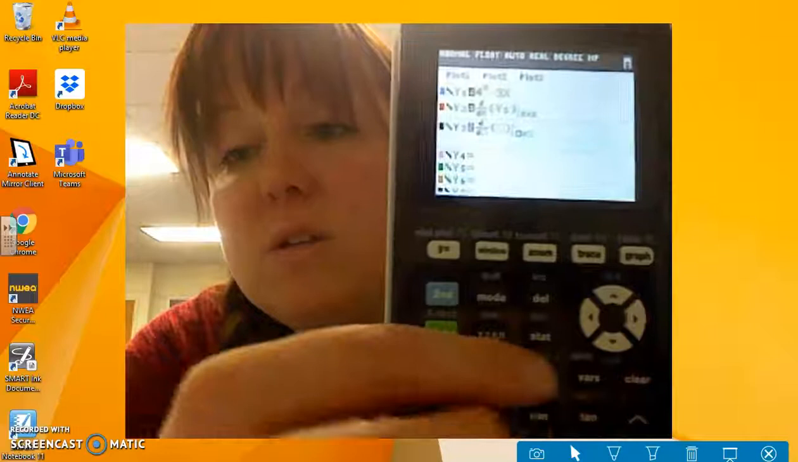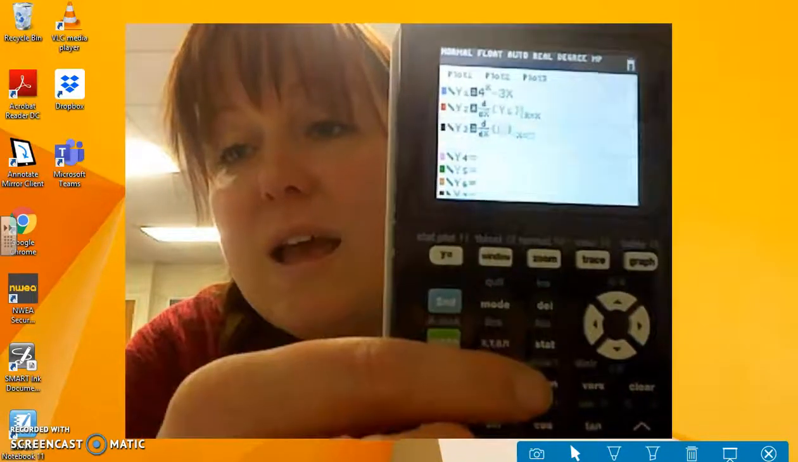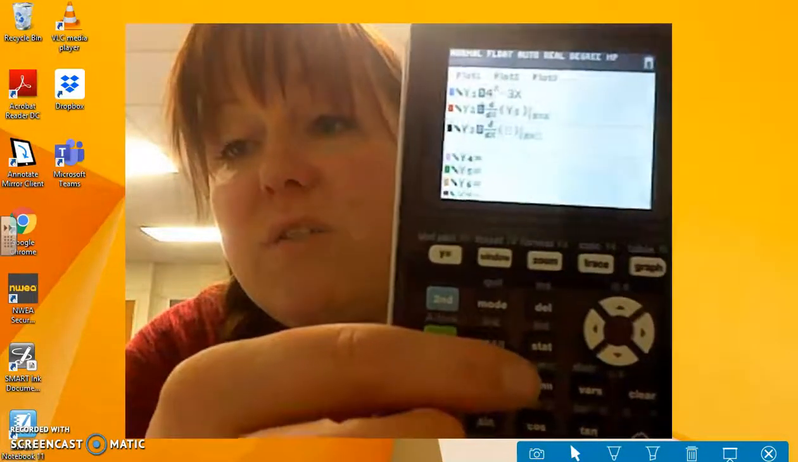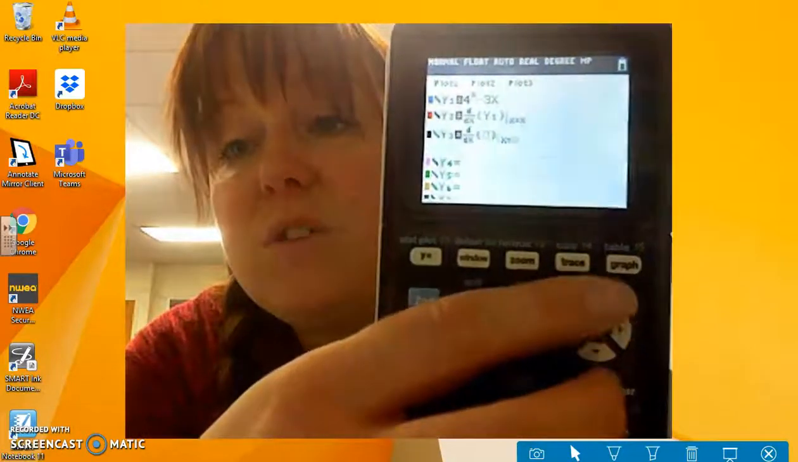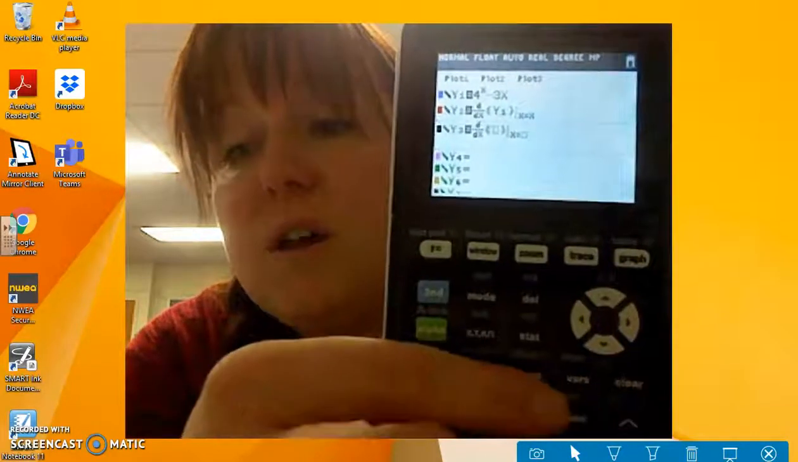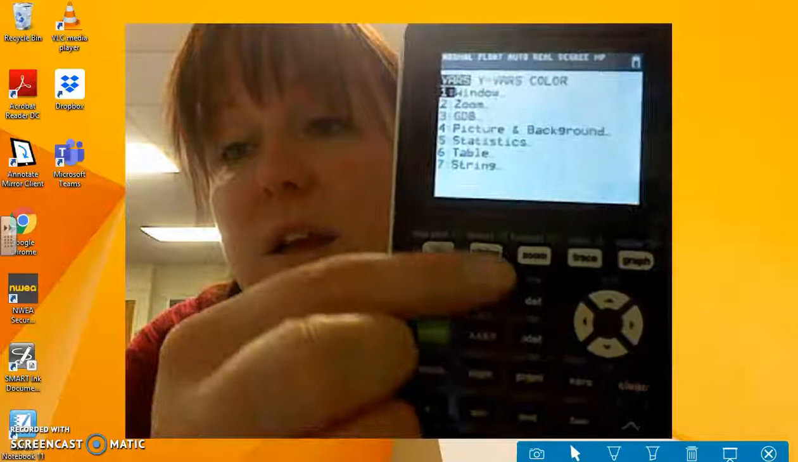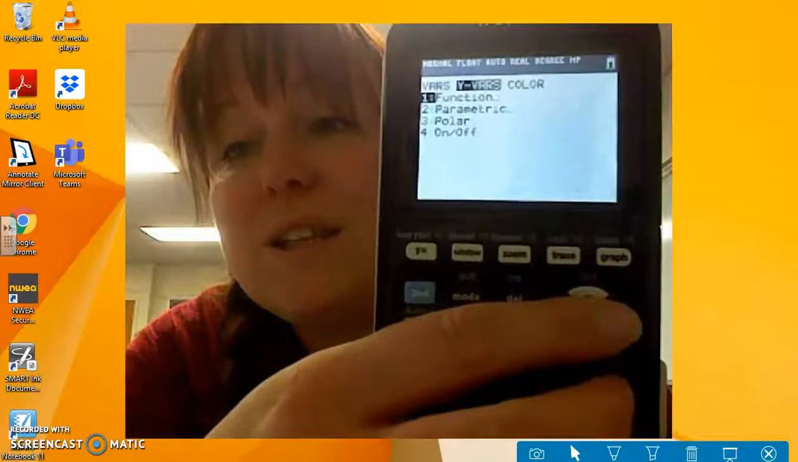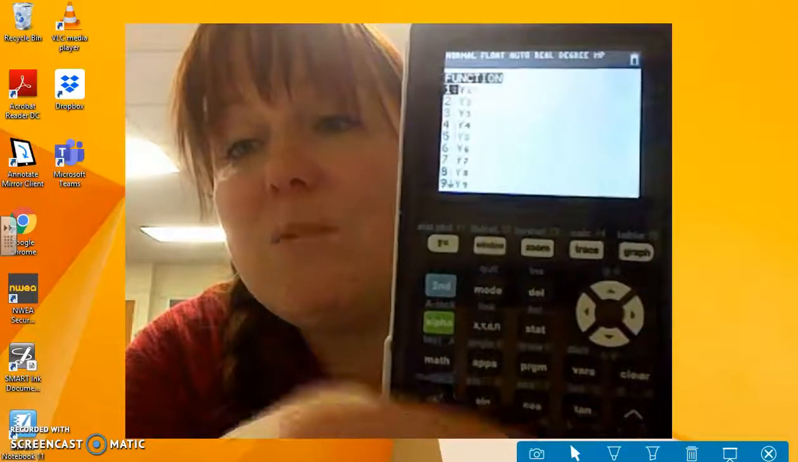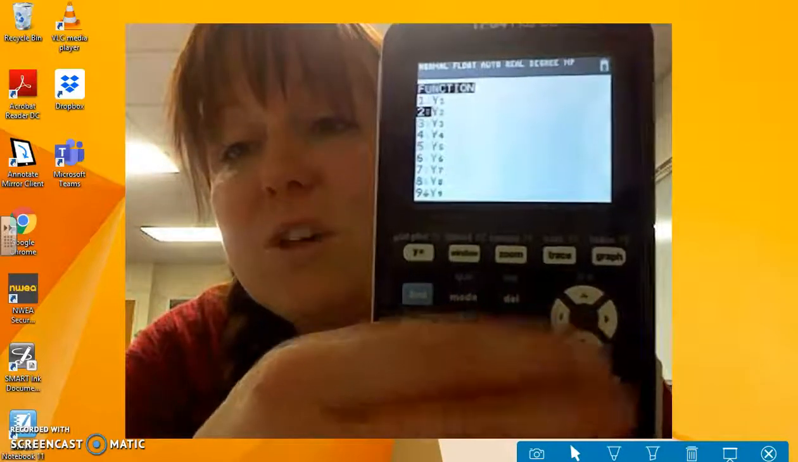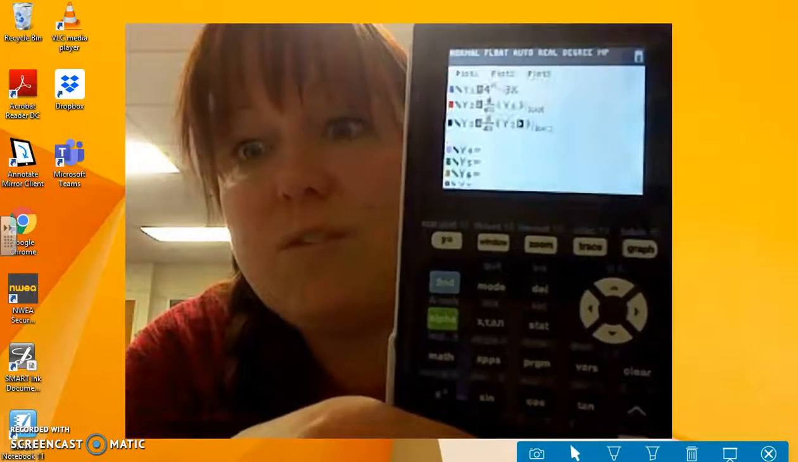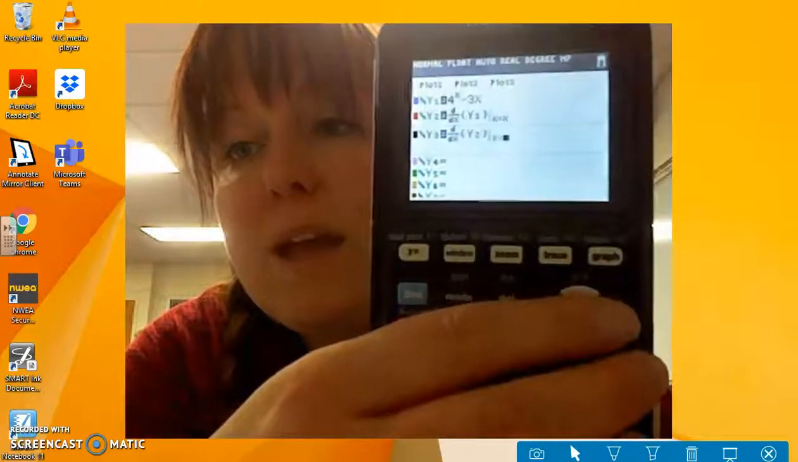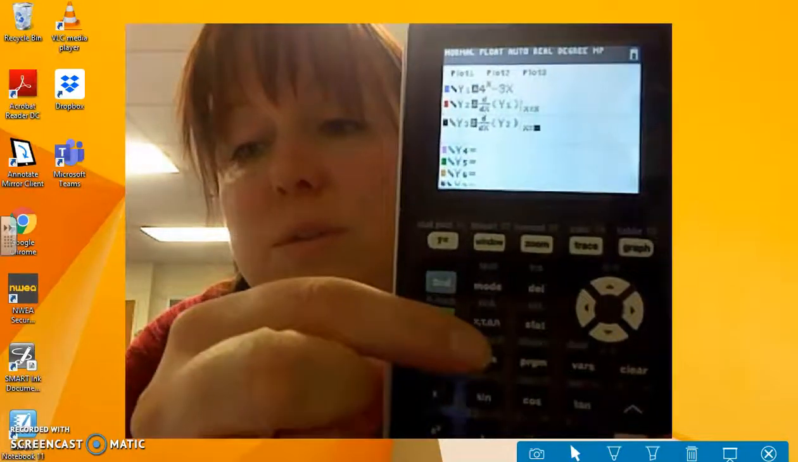Okay, and then we're going to do the derivative with respect to x. Now, what function do we want the derivative of? We want the derivative of the derivative, okay? So we're going to go to vars, and we're going to select a function, and we're going to select our second function, because that's the derivative. Okay, and again, we're going to do x equals x.